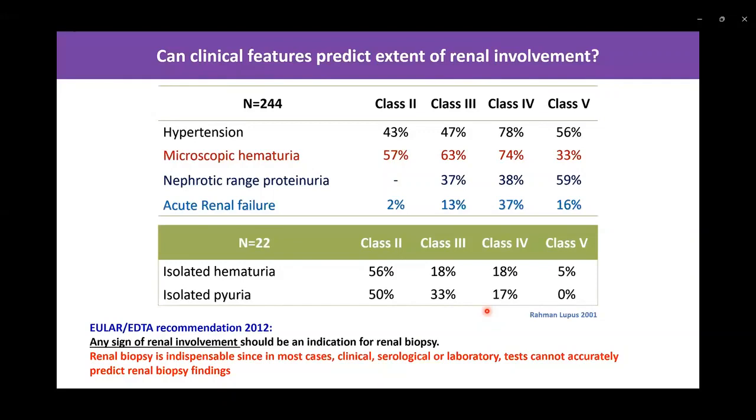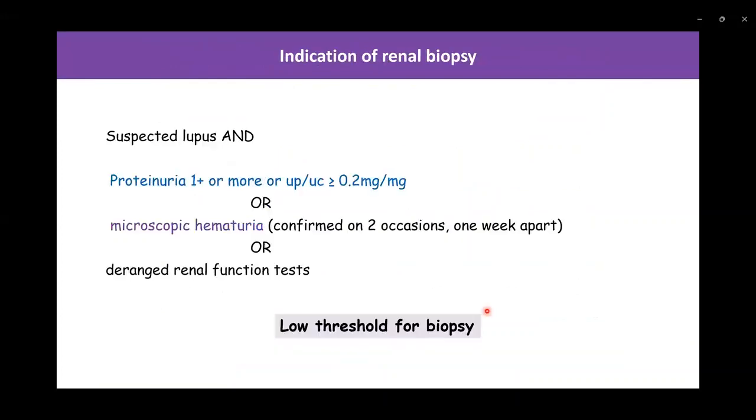And so it is important not to miss lupus nephritis in patients with SLE and therefore have a low threshold for renal biopsy. So this is the protocol that is followed in AIIMS currently, and the indications for a kidney biopsy would be a proteinuria of 1 plus or more, or a UPCR of 0.2 on an early morning spot urine, or persistent microscopic hematuria, or deranged renal function tests.